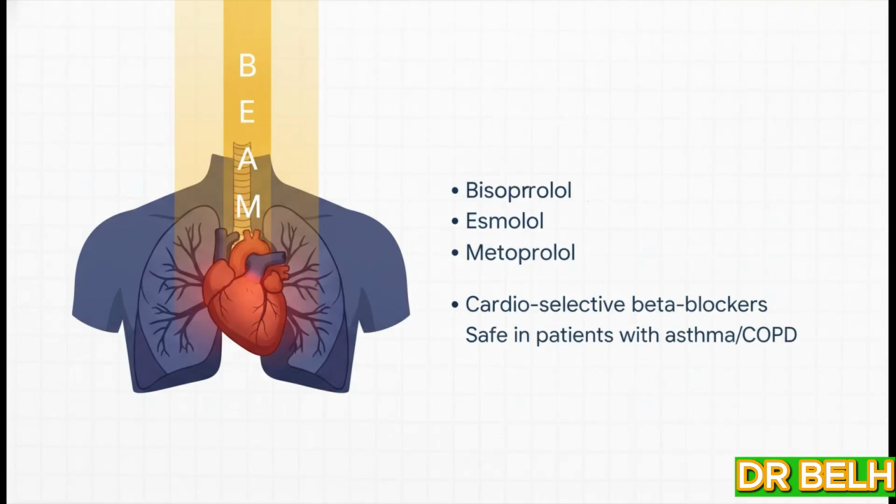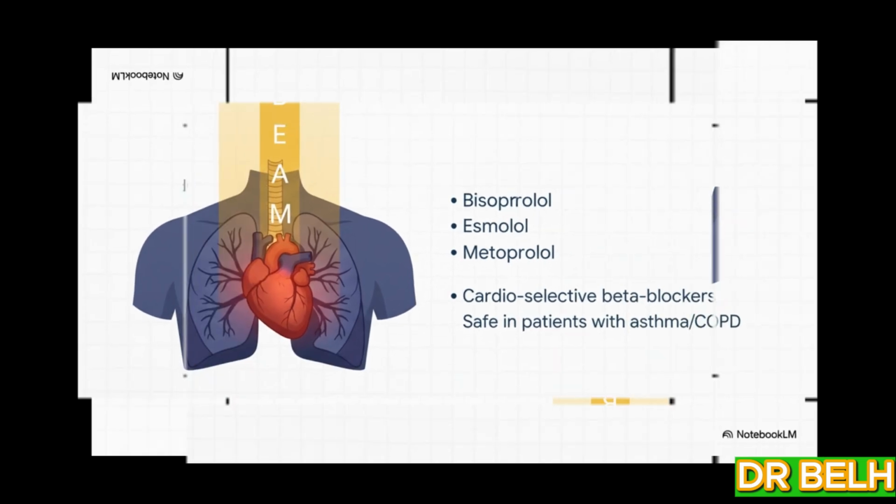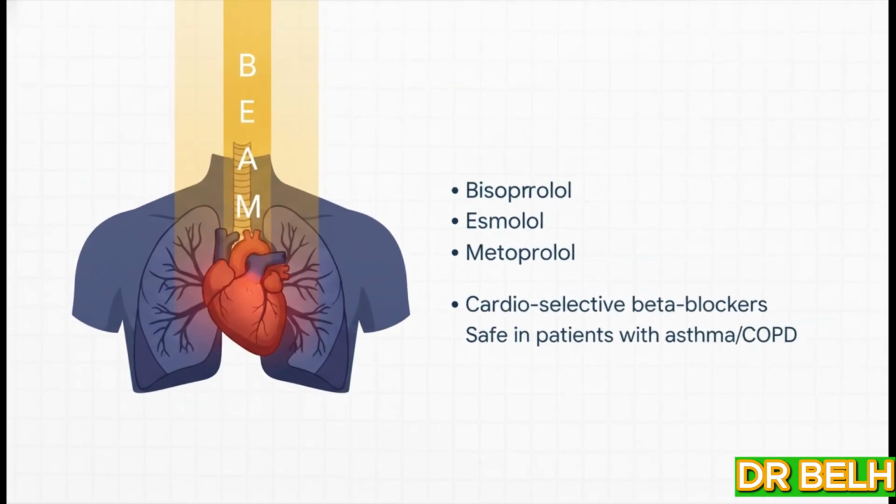Not all beta blockers are created equal. Some are cardioselective, meaning they mostly just work on the heart. So how do you remember which ones those are? Simple. Think of a beam of light. A beam is very selective. It only hits one spot. So the drugs that make up beam are your cardioselective ones: bisoprolol, esmolol, atenolol, and metoprolol. And this is super important, especially for your patients who have lung issues like asthma.